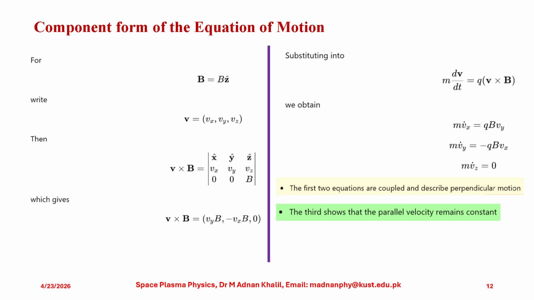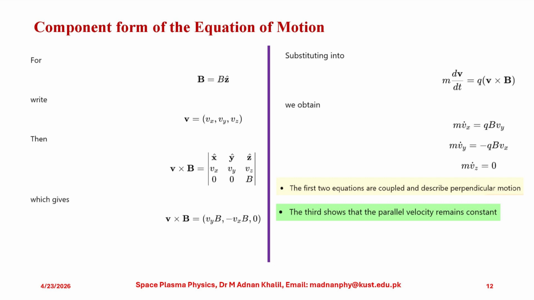This slide converts the vector equation into component form. Write the velocity as Vx, Vy, and Vz. Since the magnetic field is along the z-axis, the cross product V cross B can be worked out explicitly. The result is Vy B in the x direction, minus Vx B in the y direction, and 0 in the z direction. Substituting this into the equation of motion gives three component equations.